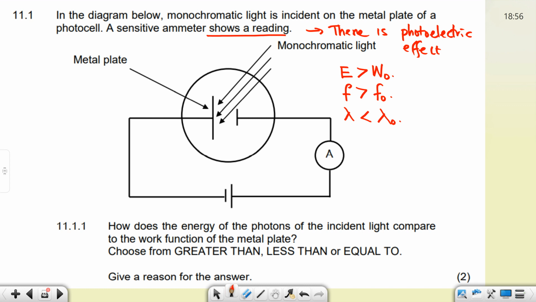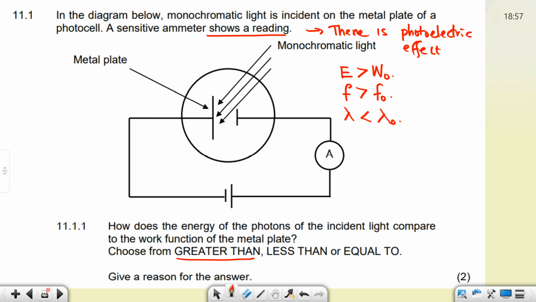All right, answers are coming in now. Thank you so much. Now we're getting the whole idea. It has to be greater than. Give a reason for your answer. The ammeter shows a reading. It is greater than because we are told that the ammeter shows a reading. It means there is photoelectric effect. All right.